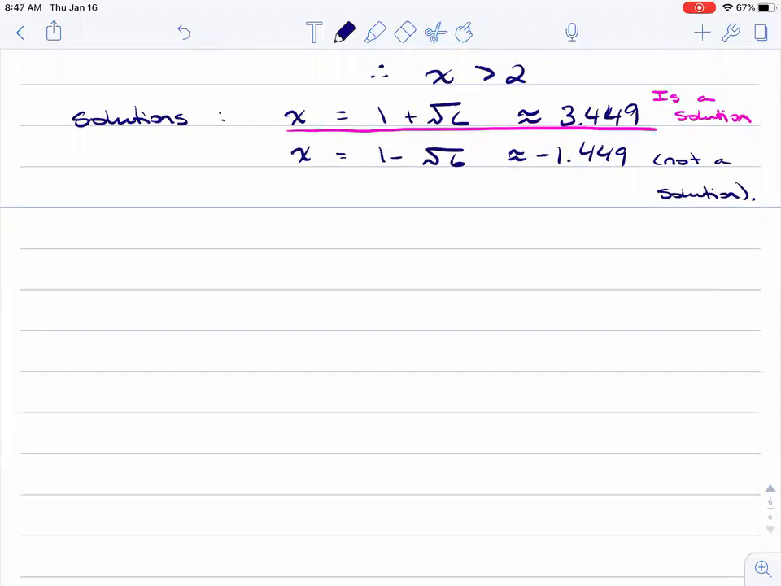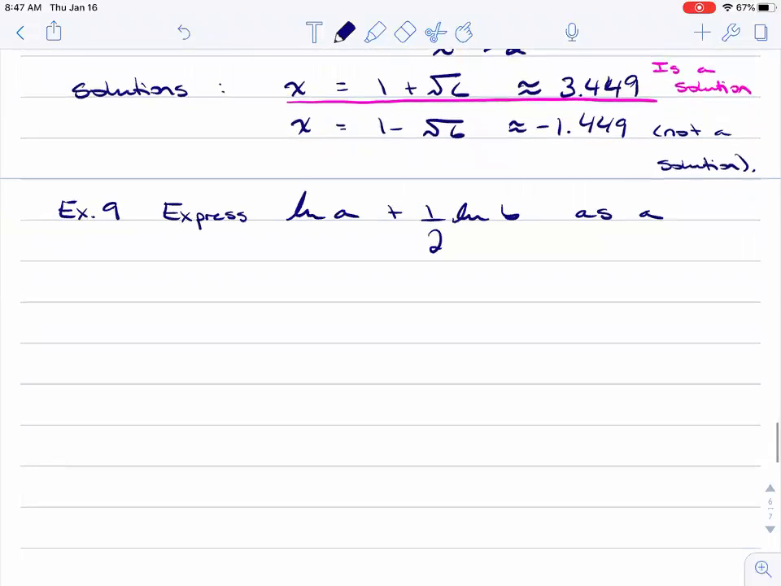So how about if you have to express the natural log of a plus 1/2 the natural log of b as a single logarithm. I'll let you give that a go, using those log laws.